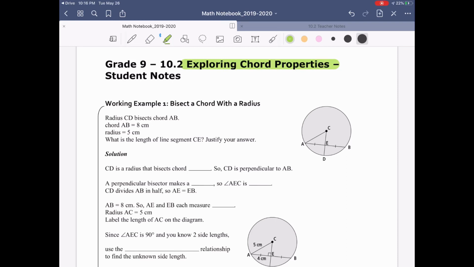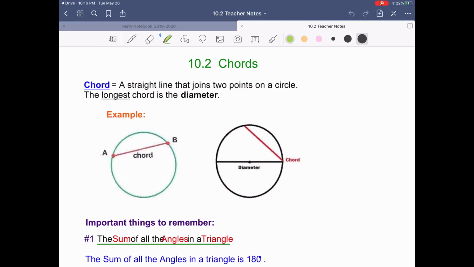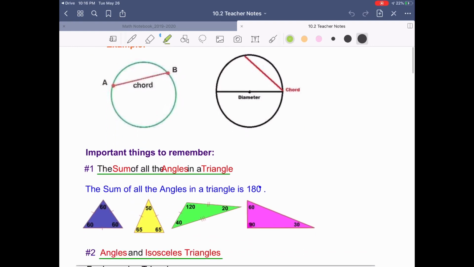Before we get into the actual notes, I want to go over what you need to know for this section. First of all, what is a chord? Remember, it's any line that connects 2 points on the circumference of a circle.